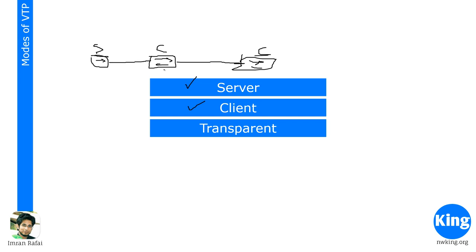So this is one way where you can configure those structures and make sure that all the VLAN changes happen only at the server, and clients just copy that. Now you might say, I don't want to use VTP. How do you do that? You can completely disable VTP by going into a mode called VTP transparent.